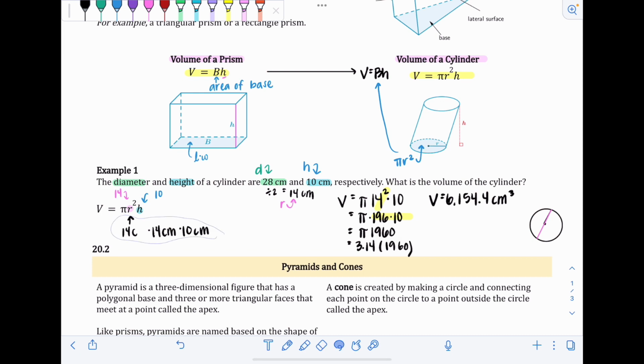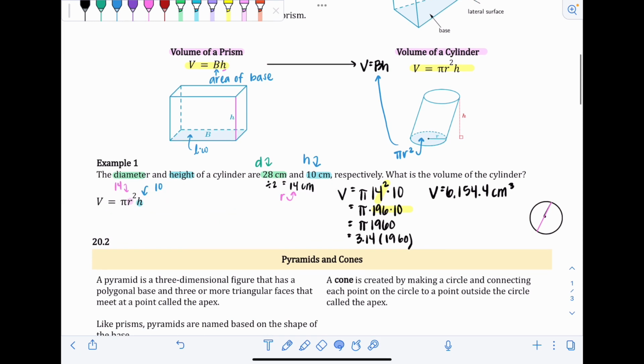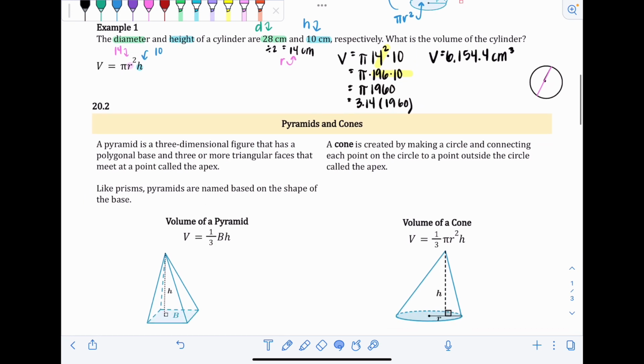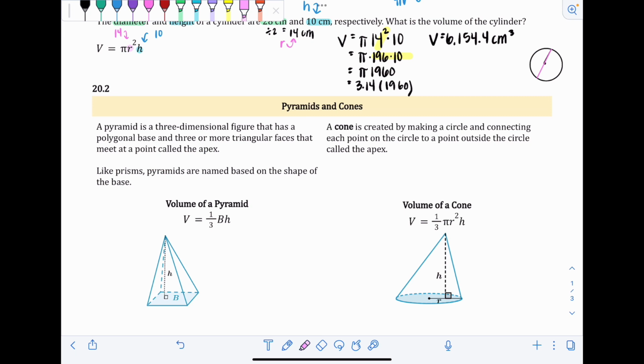Okay, moving down to 20.2. So 20.2 is about pyramids and cones. A pyramid is a three-dimensional figure that has a polygonal base and 3 or more triangular faces that meet at a point called an apex. Sometimes it's called a vertex. You could see it used interchangeably.